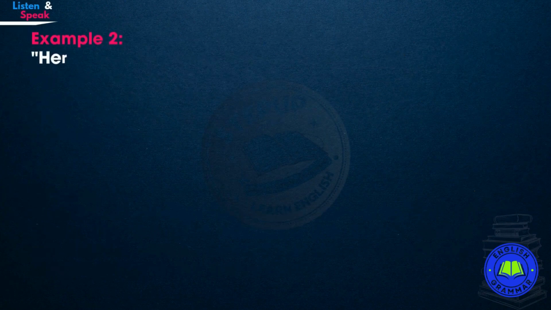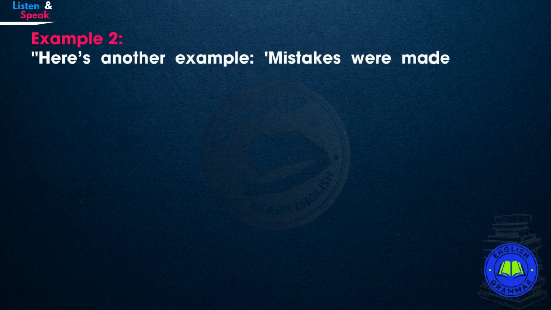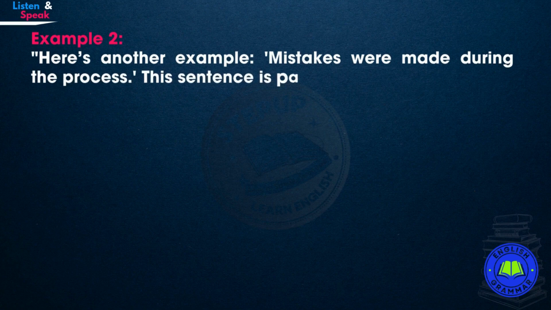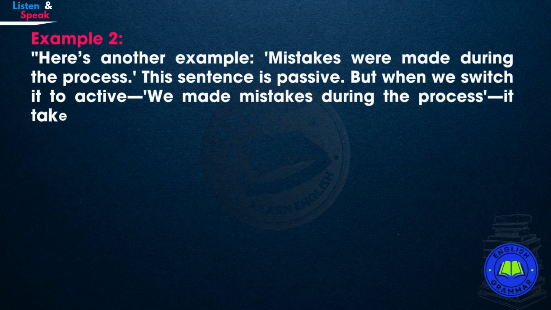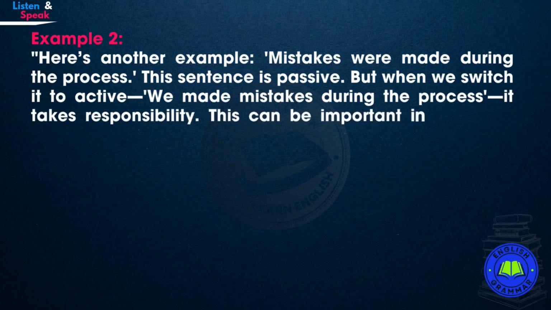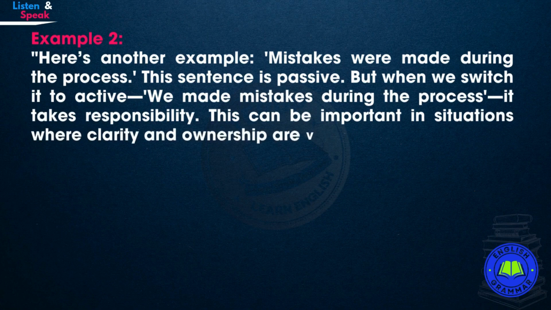Example 2. Here's another example. "Mistakes were made during the process." This sentence is passive, but when we switch it to active, we get "We made mistakes during the process." It takes responsibility. This can be important in situations where clarity and ownership are valued.